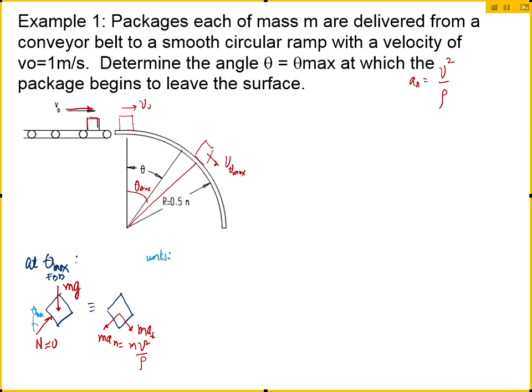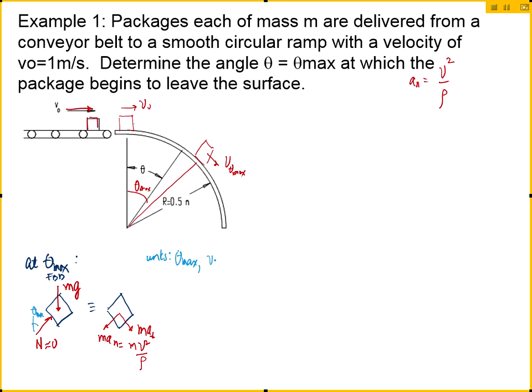So, unknowns. What are the unknowns? On the left side, do we have any unknown? It's the max, right? We don't know where this happens. Where this happens, we know that the normal force is 0, so the normal force is no longer known. But the position theta max where this happens is unknown.